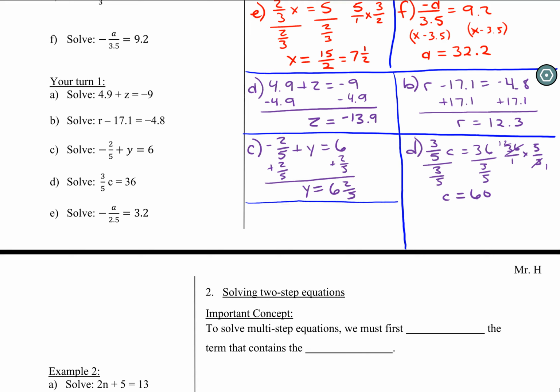And finally, if we can fit it in here, negative a divided by 2.5 is equal to 3.2. We will multiply both sides by negative 2.5 to not only get rid of the negative sign here, but also get rid of the dividing by 2.5. And we get an answer of negative 8.